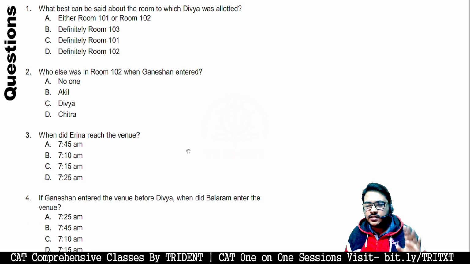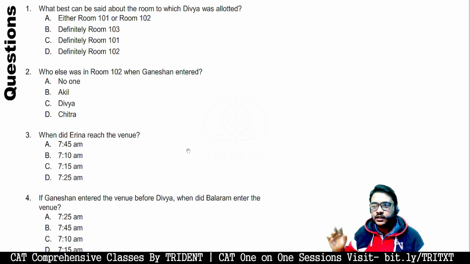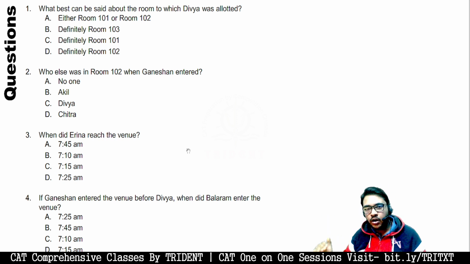The first question says, what best can be said about the room to which somebody is allotted? Either or. So multiple cases, I know for a fact. Who else was in room 102 when somebody entered? And then there are cases, no, cannot be determined. So great. When did Irina reach the venue? All options, so this can be cracked then and there.